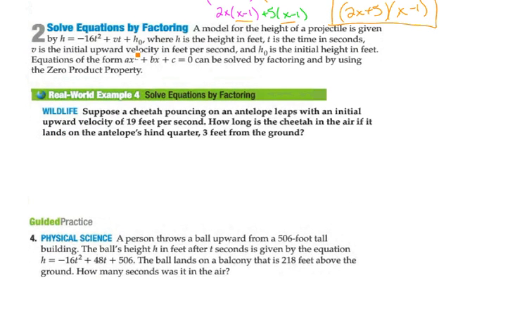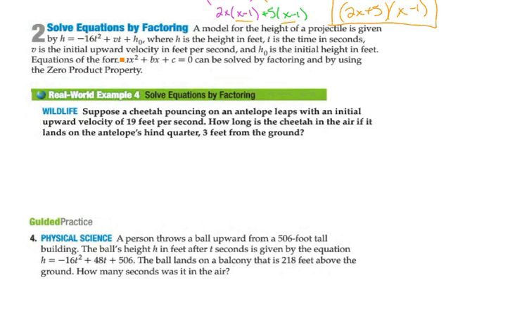So we do have to go through this height of a projectile formula because we are going to see it a lot in these next couple sections. It says a model for the height of a projectile is given by height equals negative 16 times t squared plus velocity times time plus the initial height. So there is a lot of variables in there, but they explain every single one of them. T is time in seconds, velocity is feet per second, and height is the initial height of where we were throwing the projectile, and this height is the ending height.